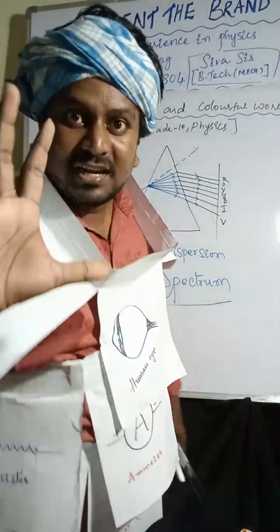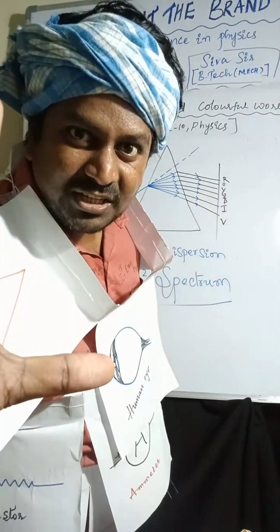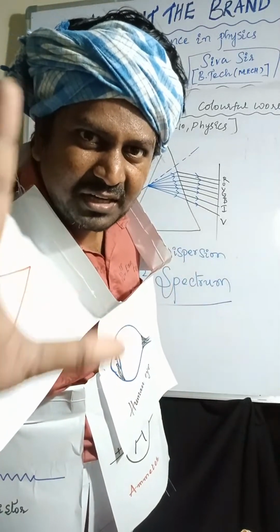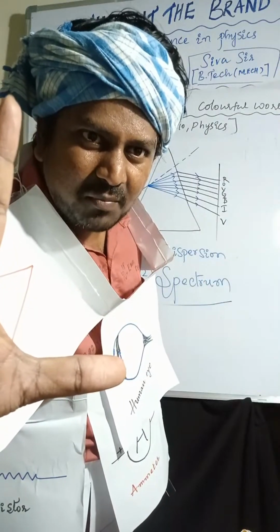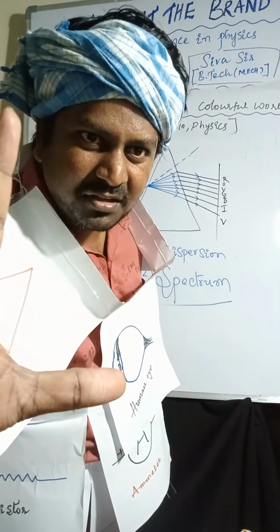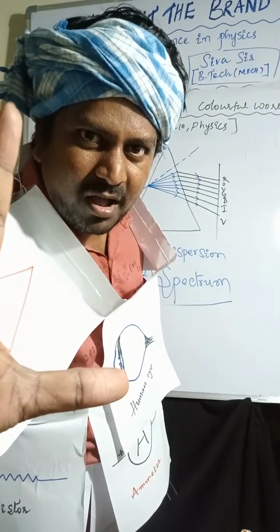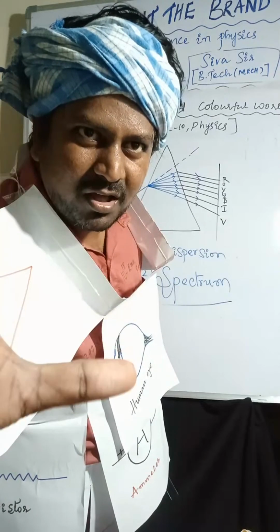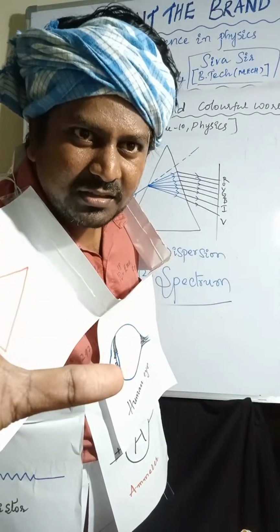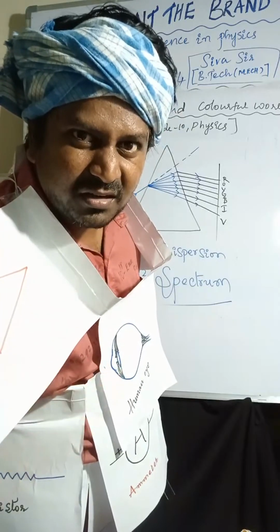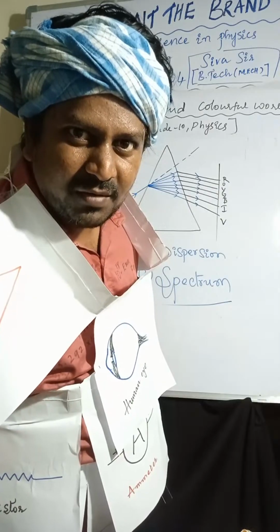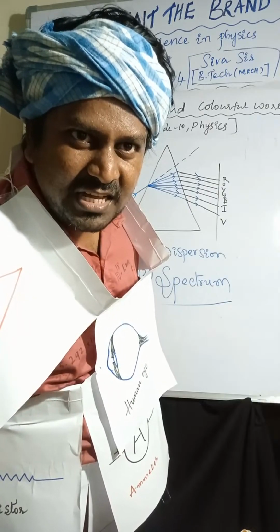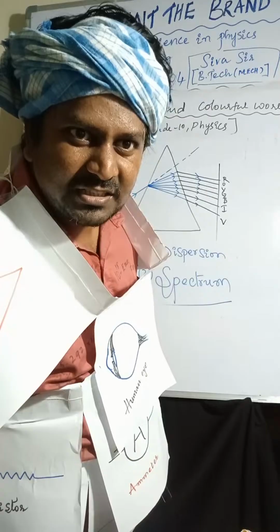Those seven colors will form like a band on the screen, which is called a spectrum. If the light rays are forming on the screen, those are called spectrum.